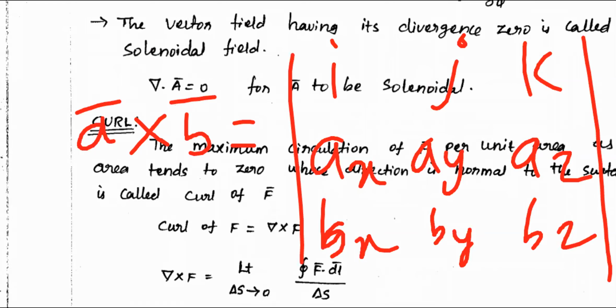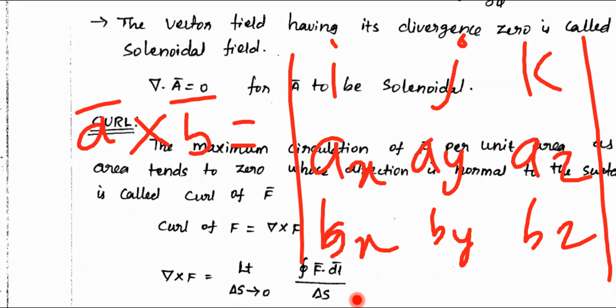You know how to calculate the determinant of the matrix. So i into this one minus this one, and minus j into (ax bz minus bx az), plus k into (ax by minus bx ay). This you already know. And then finally, the answer will again be a vector. If it has rotation you will get some vector, or if there is no rotation, then definitely your answer will be 0.